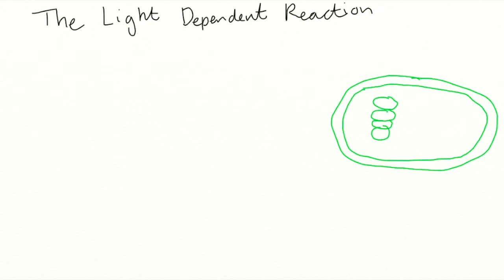Hi guys, following on from my last video, an introduction to photosynthesis, I'm going to be talking about the light-dependent reaction. I've done some drawings already just to save time because there's quite a lot of things to go through, but let's see how we get on. So the light-dependent reaction, as the name suggests, requires the use of light. It's the first stage of photosynthesis, and remember that photosynthesis basically converts light into glucose.